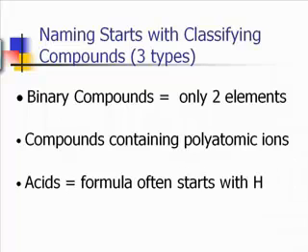One would be the binary compounds. These are compounds with only two elements present. The others are compounds containing polyatomic ions. We'll talk about what those are. And then the others would be acids, and those we can recognize in that their formula often begins with hydrogen.